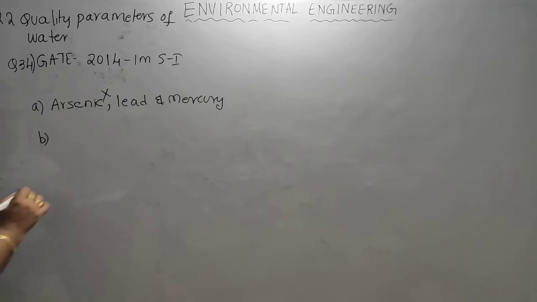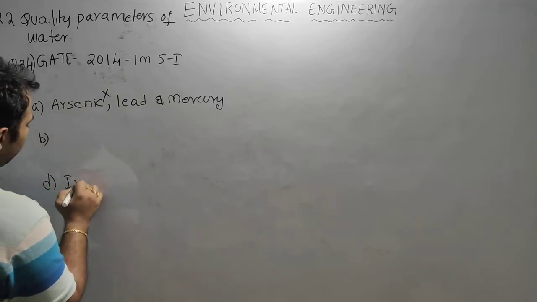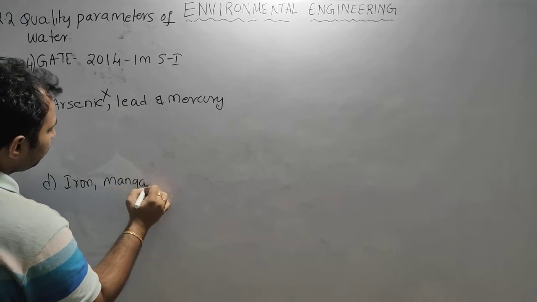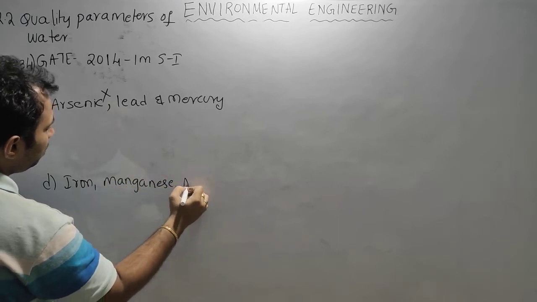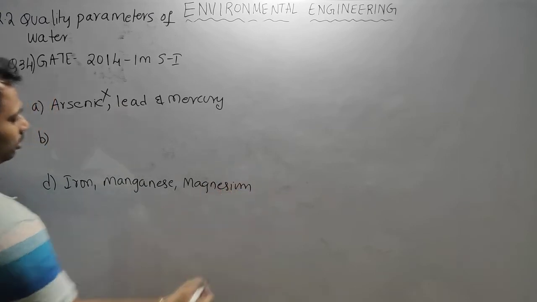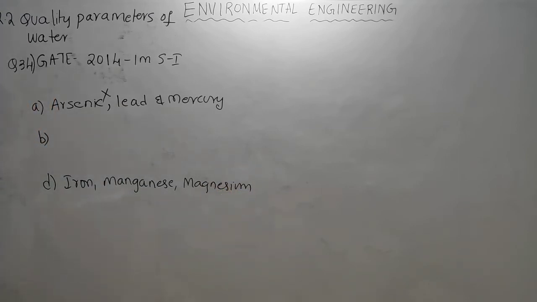These are non-toxic metals: iron, manganese and magnesium. These are the non-toxic metals that are found in natural water. That is the answer.